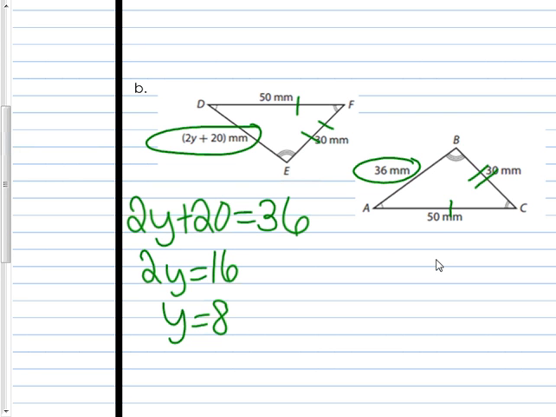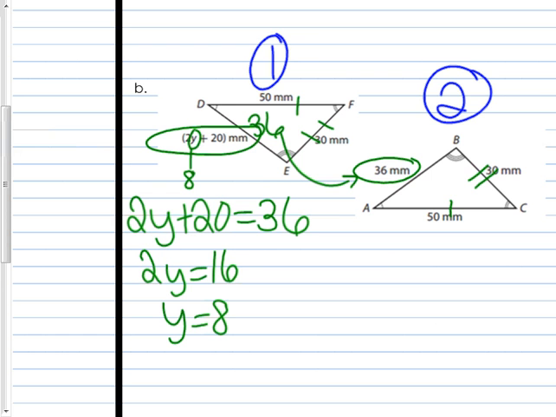So when y is 8, then this piece is 36 millimeters, which matches this side, which is also 36 millimeters. And then both of the triangles are congruent. Again, all three sides of triangle 1 match all three sides of triangle 2, so therefore the triangles are congruent.